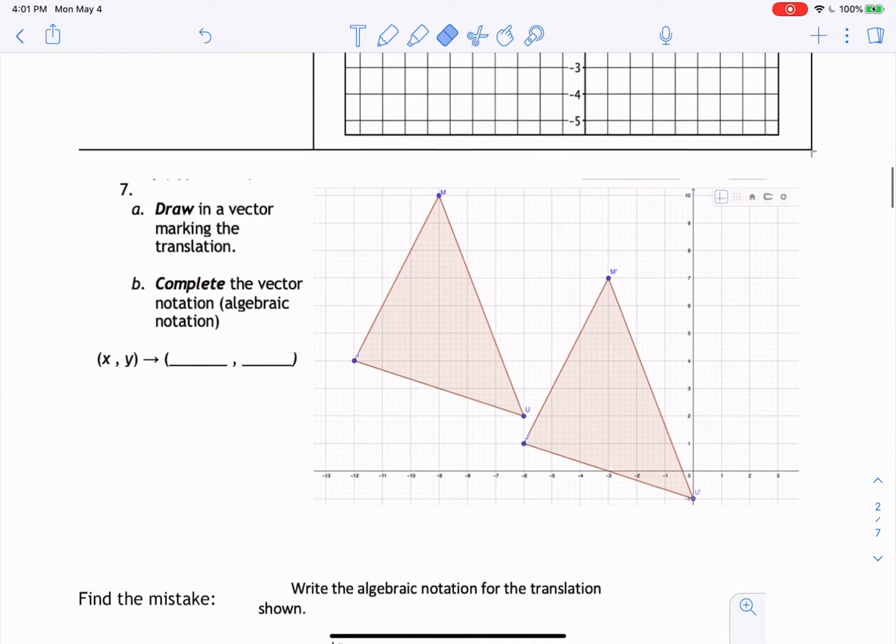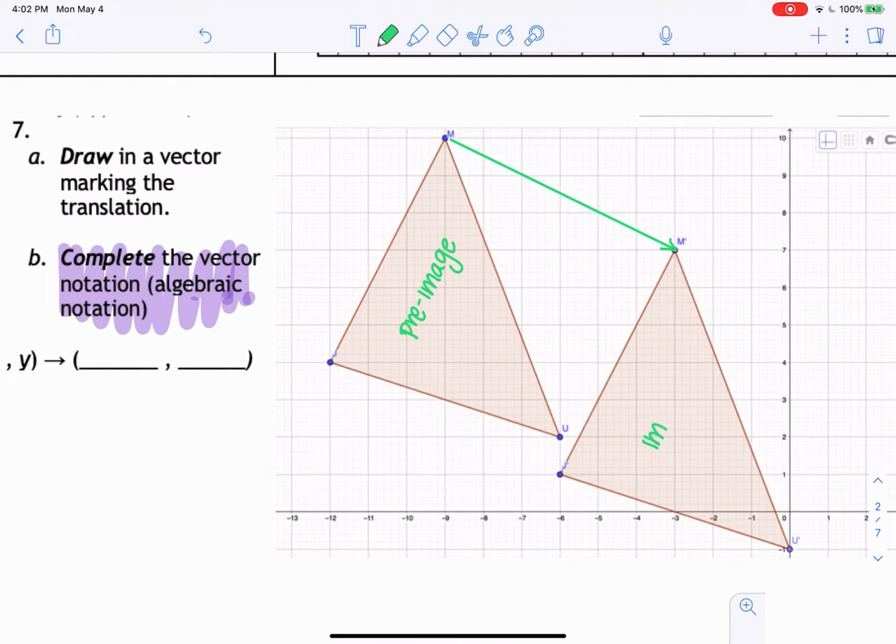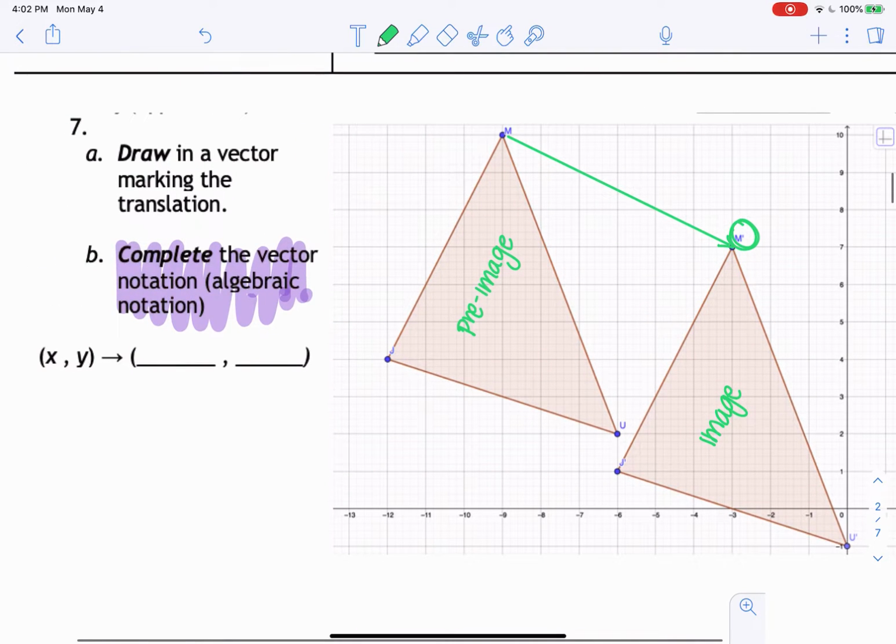Another thing you might be asked is, here is a translation. Complete the vector notation. So how far has it been moved? So we know that we're going from M to M prime. This is the pre-image because it does not have primes. And this is the image because of the primes. That's what tells us. So we are going from x comma y to x, and then it's either going to be plus or minus something, and y plus or minus something.